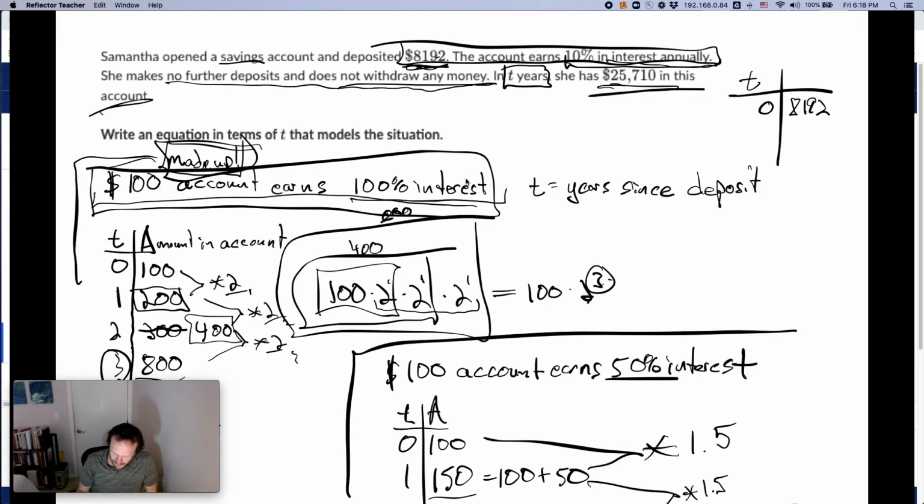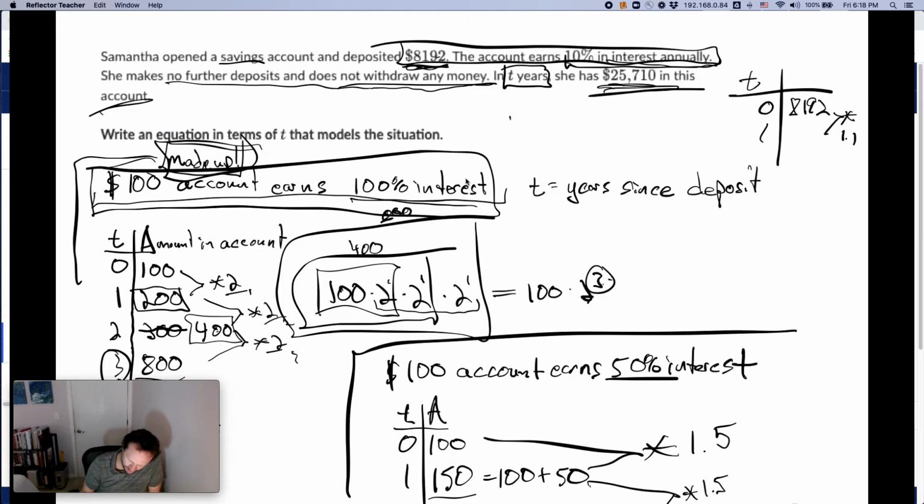Okay, well, let's skip this $25,000 for a minute and just come up with the expression. So after 1 year, what am I going to multiply by? 10% of 8,192 is 819, right? Divided by 10, $819.20. But I need to add it to the original amount, 100% and 10%, 110% or 1.1. So we're multiplying by 1.1. And there's our repeated multiplication.